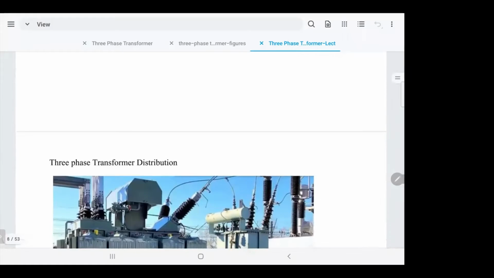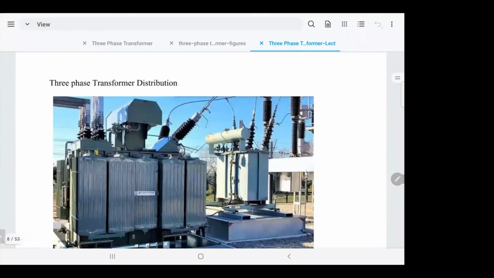So that's one picture of the three-phase transformer used for distribution. The output is low, but still, it's not like at the power station, because when it steps down, the power station is just a power station with a huge transformer.